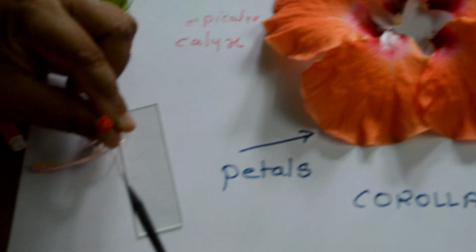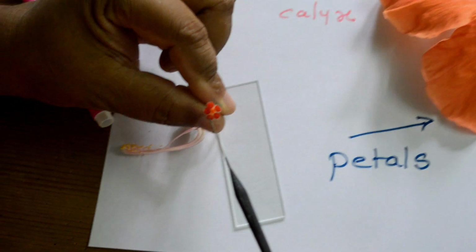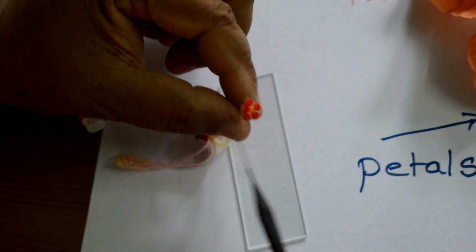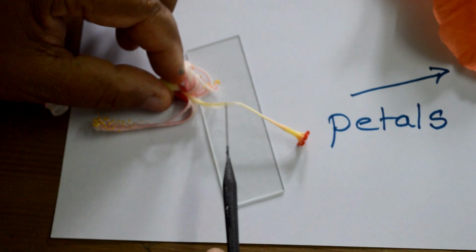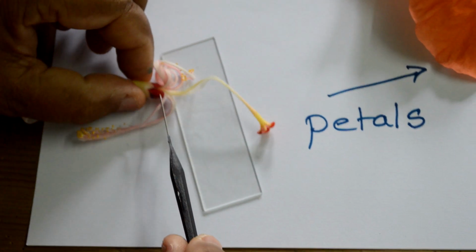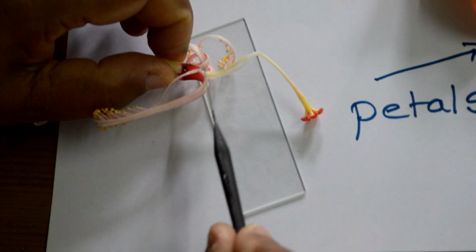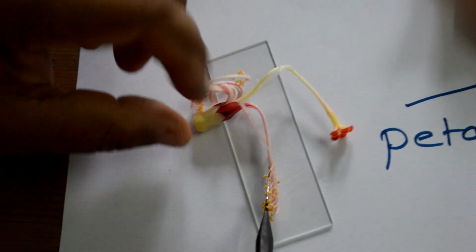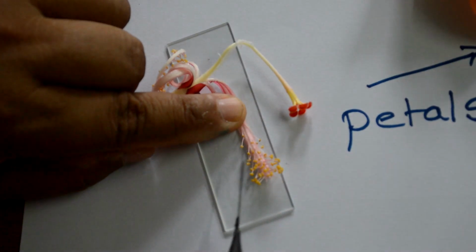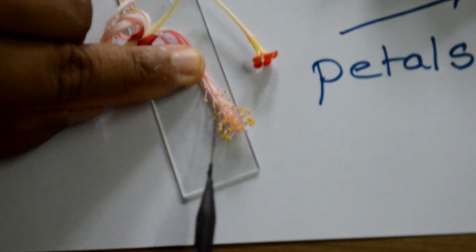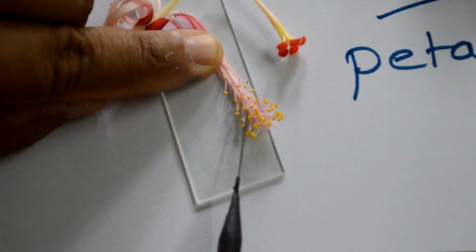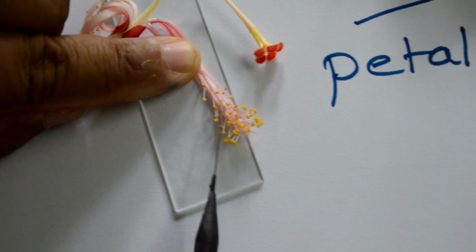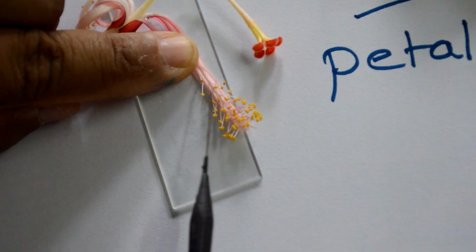Children, you can see 5 stigmas are there. 1, 2, 3, 4, 5. And this is the style, which is a tube leading to the ovary inside. And here outside you can see stamen. I want the closer look, which has anthers on it, and these anthers are kidney shaped. It's a male whorl, anthers are male whorl.